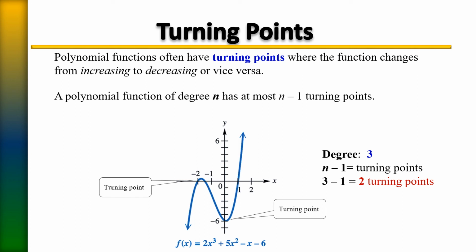So again, if you're not given the graph and you're just given the algebraic function and asked to determine the number of turning points, it is simply n minus 1, n meaning the degree of the polynomial, minus 1. If you're given the graph, of course, all you have to do is look at the point on that graph where it changes from increasing to decreasing or vice versa. And there you have it, turning points.